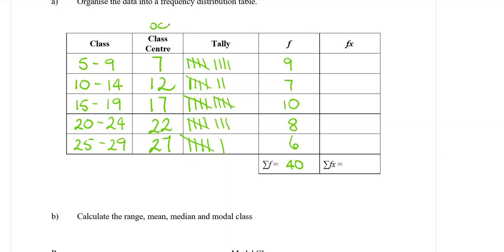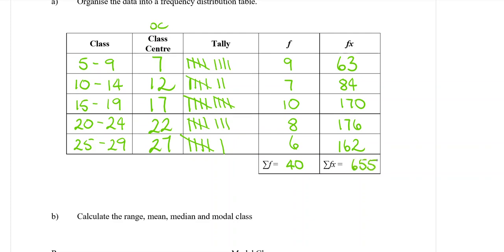Because I'm saying that's the x that I'm going to do here. So now I'm going to times the 7 with the 9. 7 times 9 is 63. 12 times 7 is 84. 17 times 10 is 170. 22 times 8 is 176. And 27 times 6 is 162. Add up that whole column. Oh, very good.